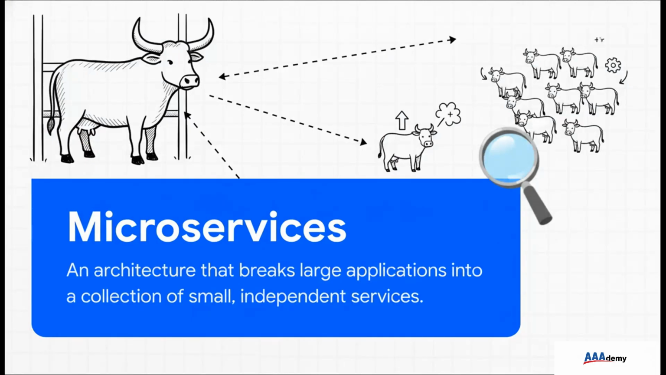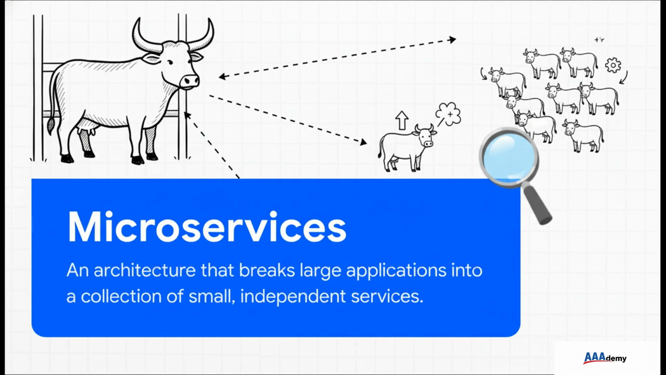Okay, so how do you build an application like a herd of cattle? The big answer here is microservices. See, instead of building one giant monolithic application, which is like a single big pet, we break it down into a collection of small, independent services. The beauty of this is that each little service can be scaled or updated or replaced all on its own without bringing the whole system down.